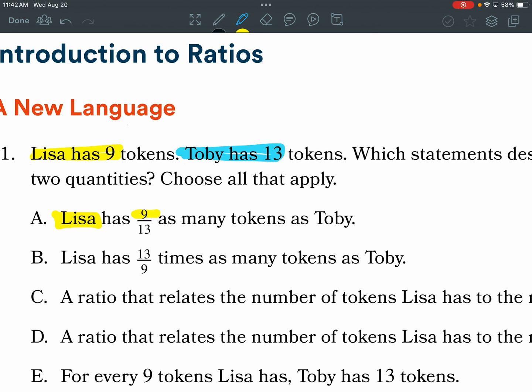Toby has 13. And he's on the bottom there of our fraction. So we have to choose all the statements that are true here. So Lisa was listed first, and the top of that ratio was the 9. Toby was second. The bottom of the ratio was 13. Are we good? Yes, absolutely. We're good.